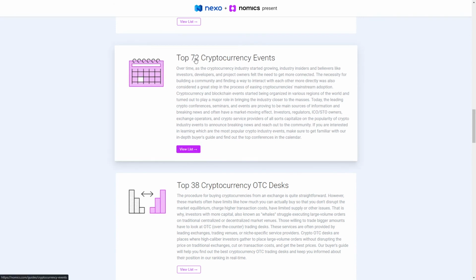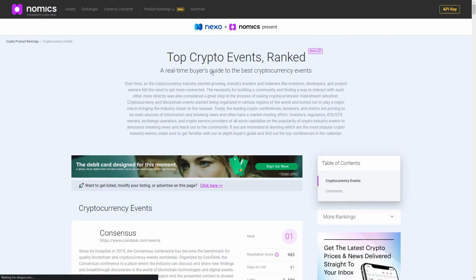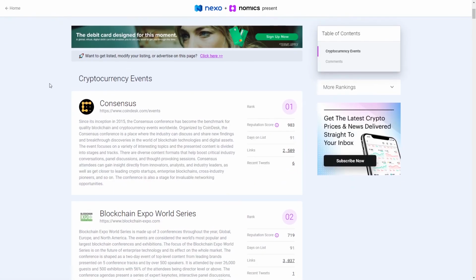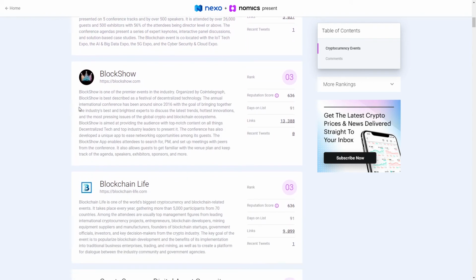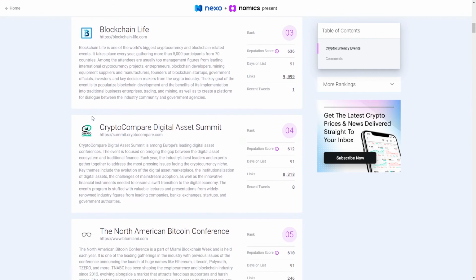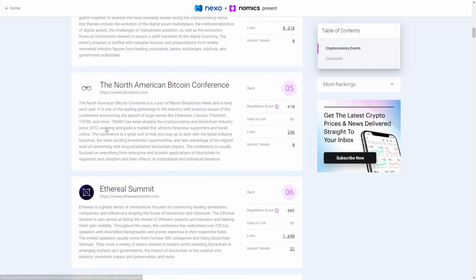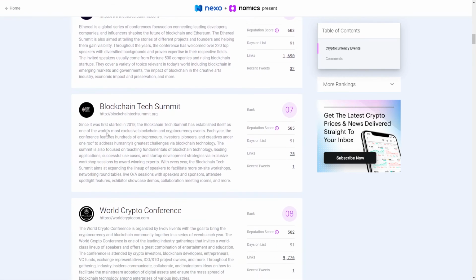Let's take, for example, the top 72 cryptocurrency events. In this category, we can see the top events that are going on in the cryptocurrency space. Of course, we have Consensus. Consensus has become a huge event over the last few years. And as we scroll down, we could see additional events that are happening all around the world for people to participate in.